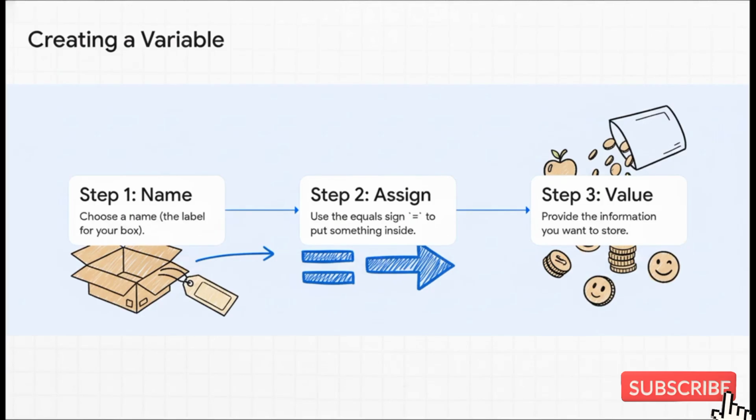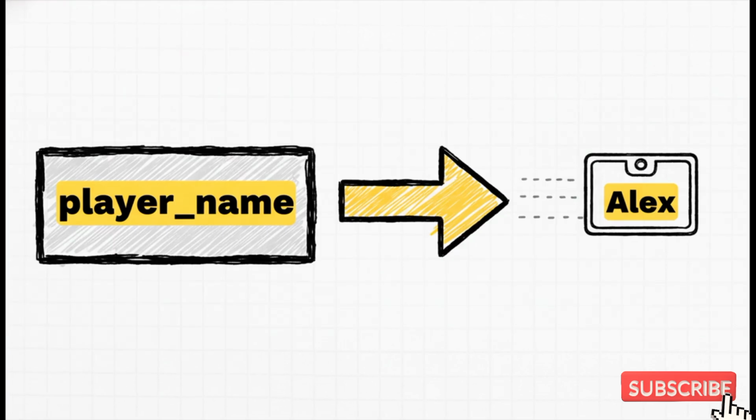In Python, making a variable is just a simple three-step dance. First, you choose a name for it. That's the label for our box. Second, you use a single equal sign. Now, don't think of this as math. It's not equals. Think of it more like an arrow that says, put this thing inside. And third, you give it the value, the actual piece of information you want to store. And just like that, boom, you're looking at your very first variable.